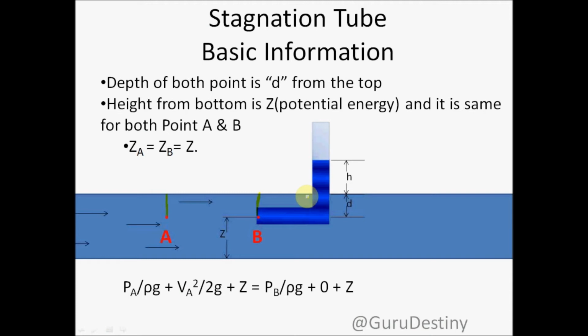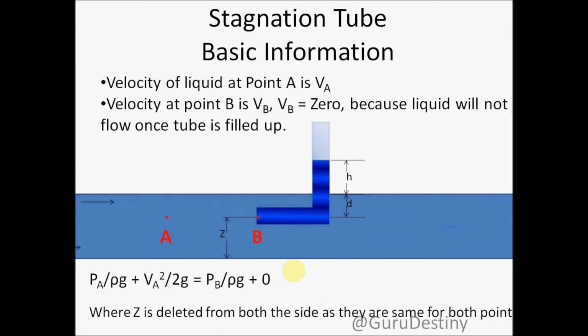Z is the potential energy, as we talked about earlier. So here we consider ZA and ZB are the same, so it is cancelled here. The V square velocity, or kinetic energy, for point B is 0, because once the glass tube is filled it does not exert any velocity at its opening, so we put the kinetic energy at point B as 0.